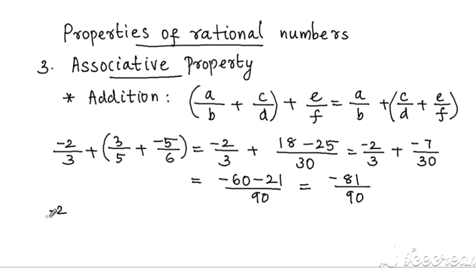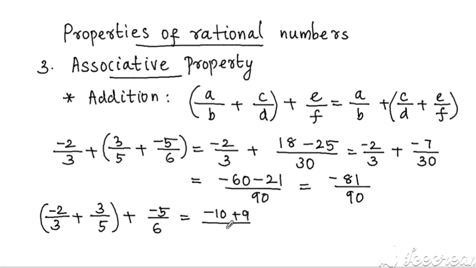Then we can group the first and second number. So it will be equal to negative 2 by 3 plus 3 by 5 plus negative 5 by 6. Negative 2 times 5 is negative 10 plus 9 by 15 plus negative 5 by 6. Negative 10 plus 9 is negative 1. So negative 1 divided by 15 plus negative 5 by 6.